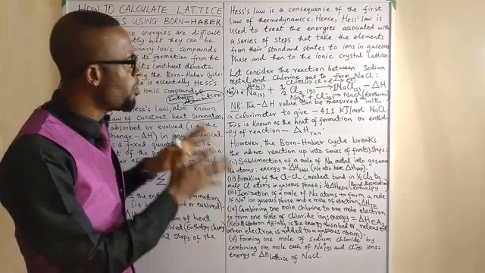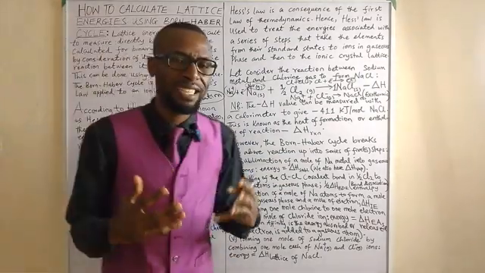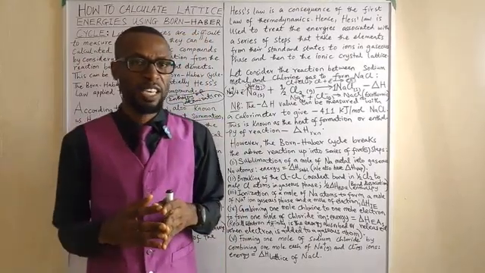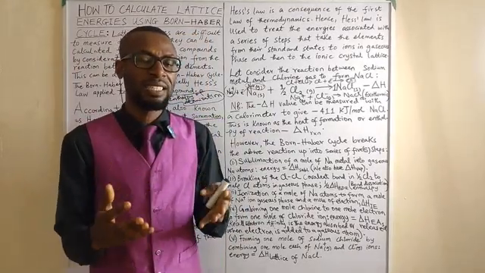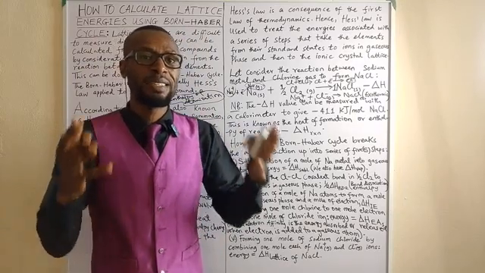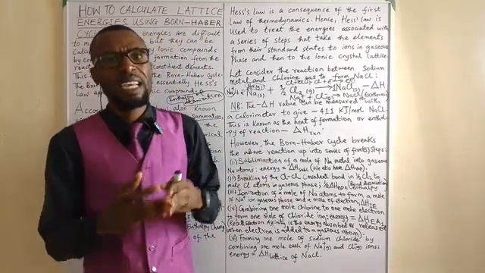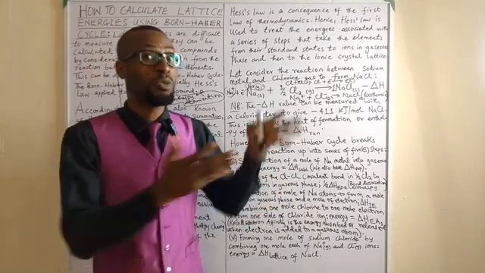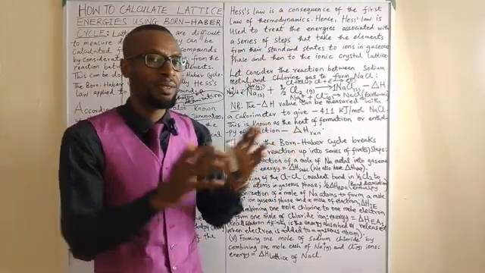So today, what we are talking about is the energetics of ionic compounds. Okay? And for us to study the energetics of ionic compounds, we have to use what we call the Born-Haber cycle. And the Born-Haber cycle is an expression of what we call Hess's law applied to ionic compounds.